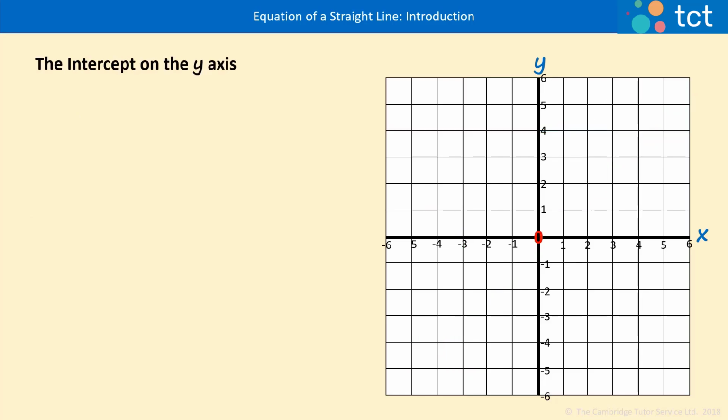With equations of a straight line, you're also looking for the intercept on the y-axis. So we'll just look at a couple of those. So there's the y-axis, and wherever a line intercepts, so this line here, we look at where it hits the y-axis. And you can see here that it hits it on 2. So the intercept is 2. For this line here, where it intercepts the y-axis, it's on -4. So the intercept is -4.